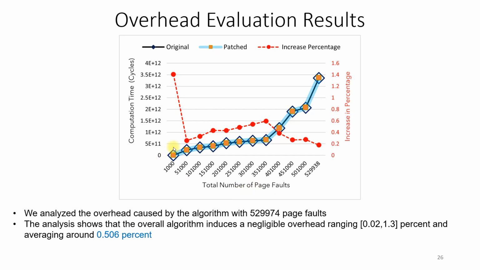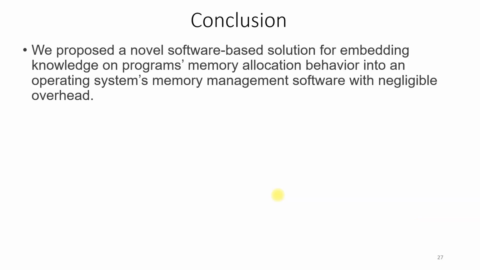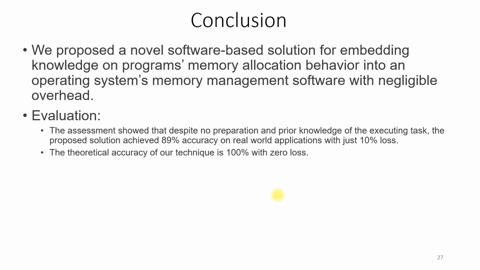Finally, we conducted the overhead evaluation with 529,974 page faults, and we saw that we induced a negligible overhead of just 0.506%. We proposed a novel software-based solution for embedding knowledge on programs' memory allocation behavior into operating systems memory management with negligible overhead. Our evaluation on real-world application shows that we have an accuracy of 89% with just 10% loss, and the theoretical accuracy is 100% with zero loss.